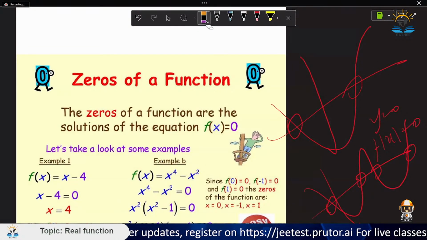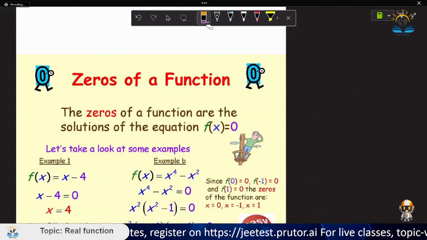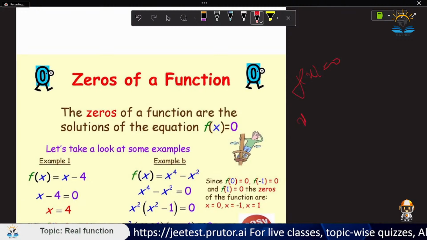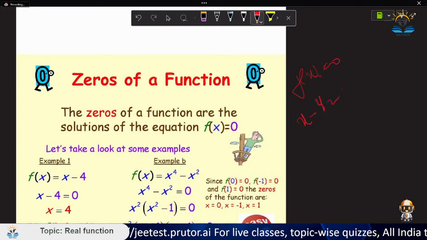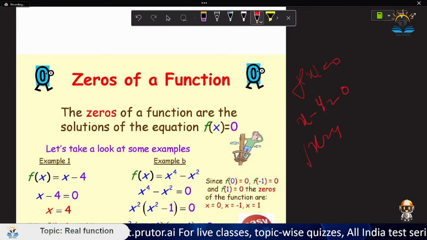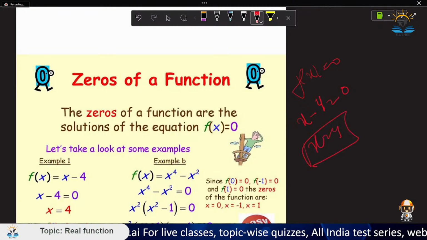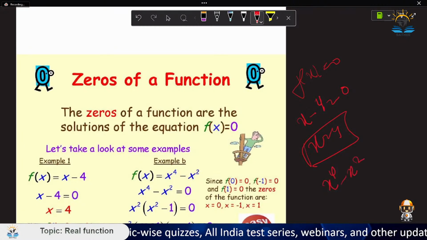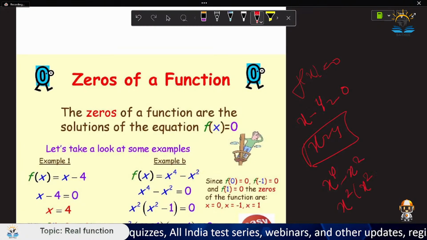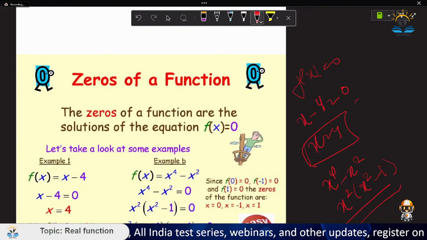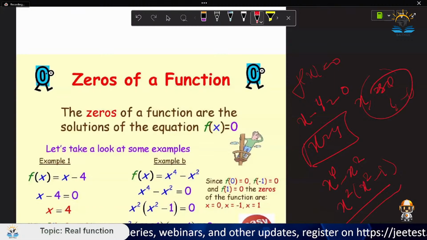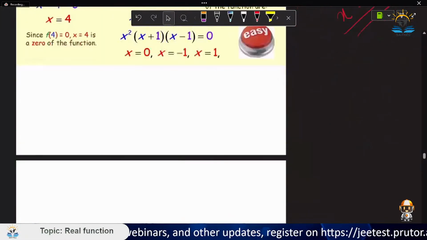So what we can do here is, if we want to calculate the zeros, we can simply put f of x equals zero. In the first example, it was x minus 4, right? So the zero would be x equals 4. Let's take another example. It was x4 minus x2. So take x squared common. Here what we get is x equals 0, 1, and minus 1. These are three zeros, right?